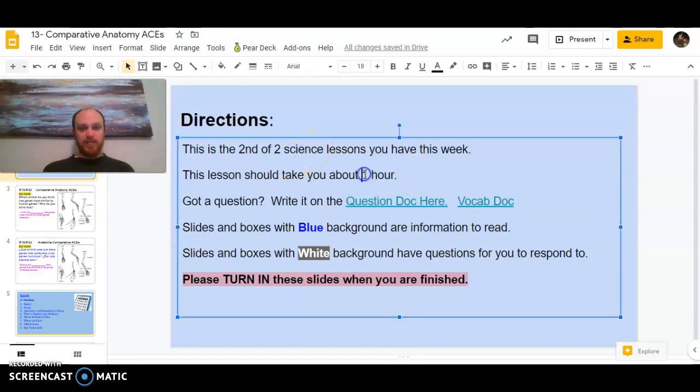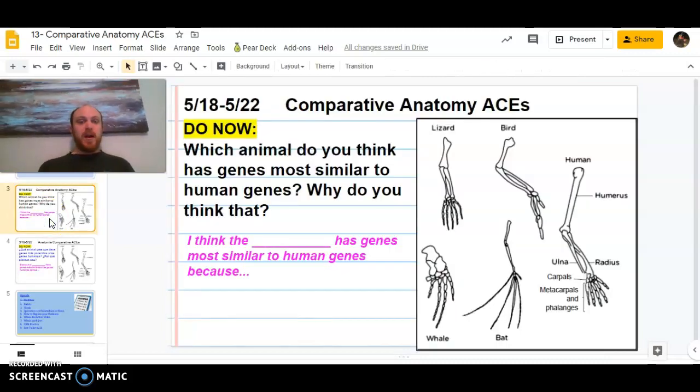This one should take about an hour. Don't forget you have your question doc. This new vocab doc is useful for you. Open it, keep track of all the vocabulary. Here is your do now.